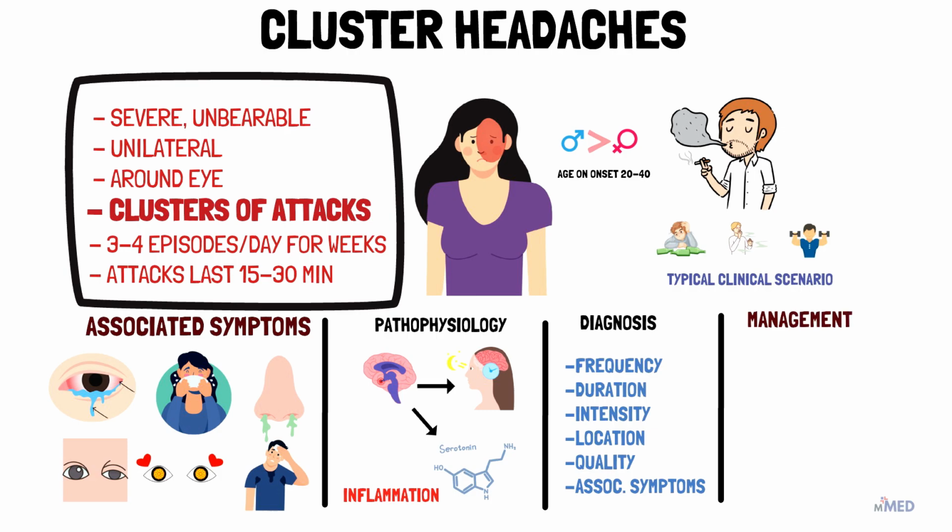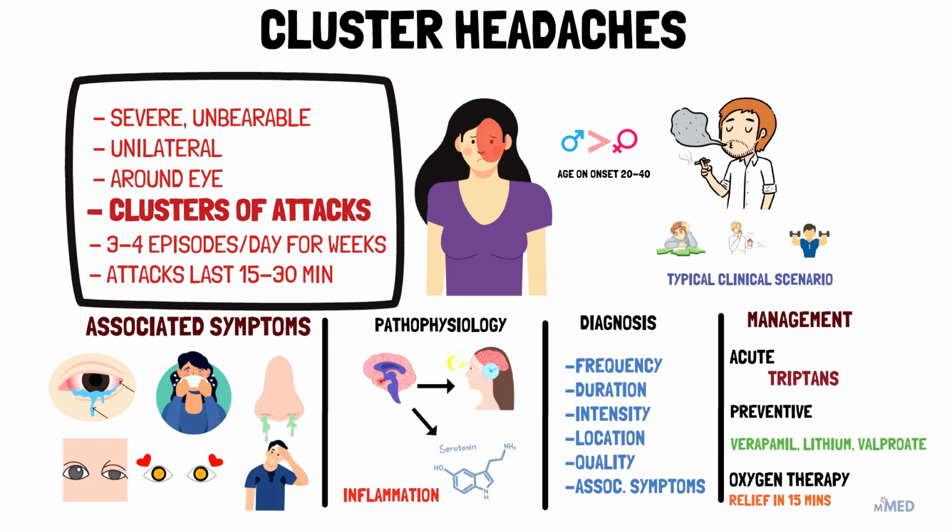Cluster headaches are treated with acute and preventive medications as well as oxygen therapy, which can abort an attack within 15 minutes. Acute medications include triptans, which are given subcutaneously or intranasally. Preventive medications include verapamil, lithium, and valproate.